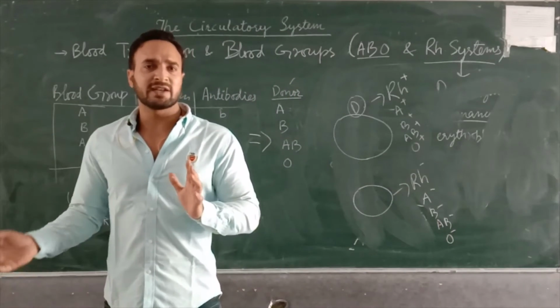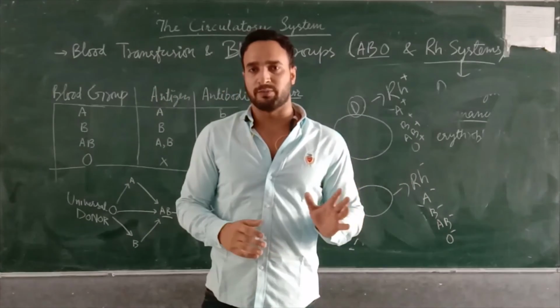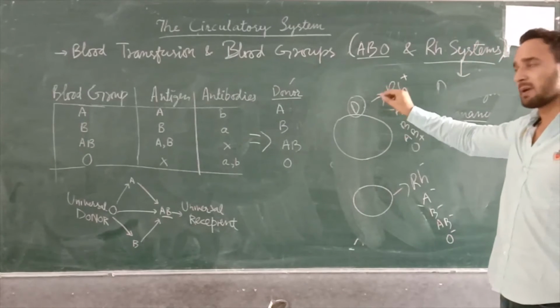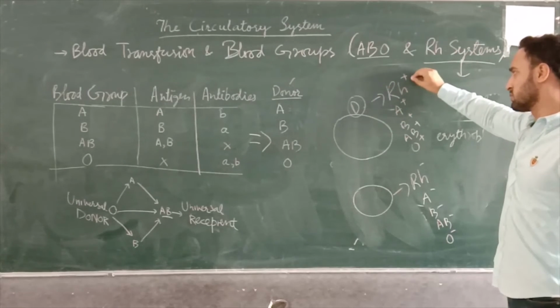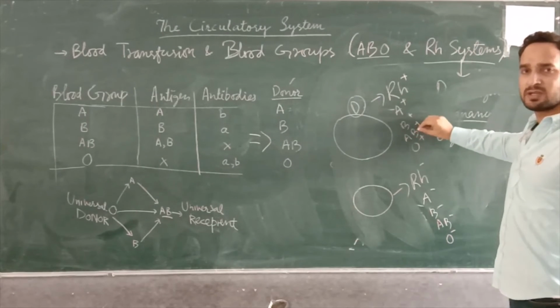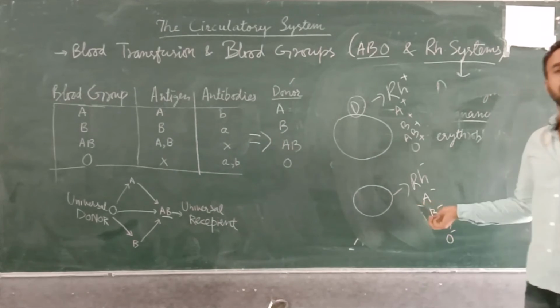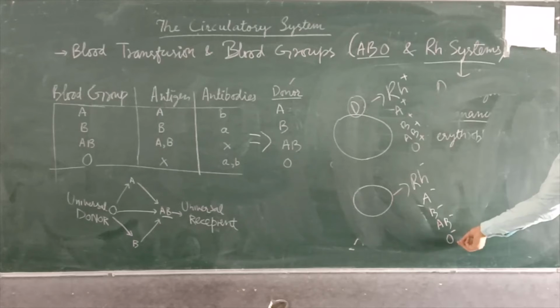It's another factor. It does not interact with the ABO blood group. It is another class of antigens called D antigens. If they are present, the person is Rh positive. It can be A positive, B positive, AB positive, or O positive, right? And if it is absent, you can be A negative, B negative, AB negative, O negative.